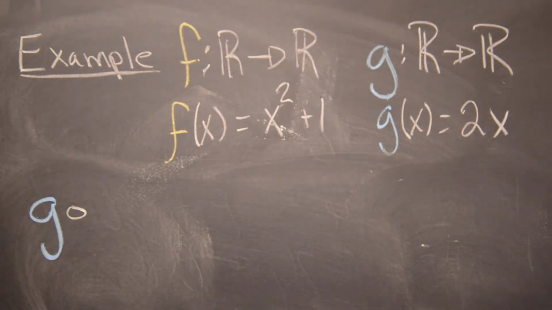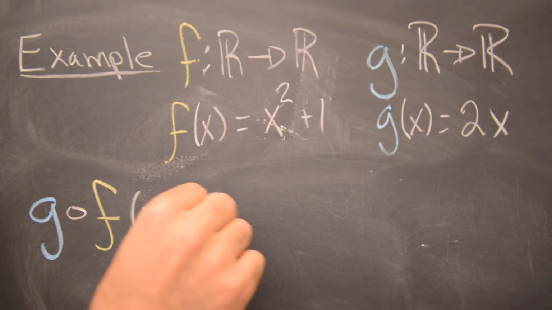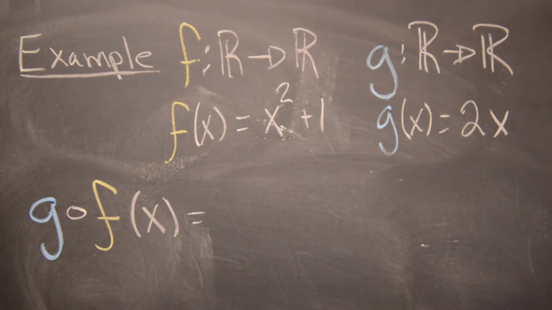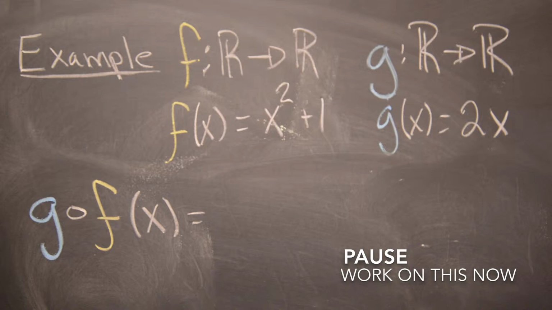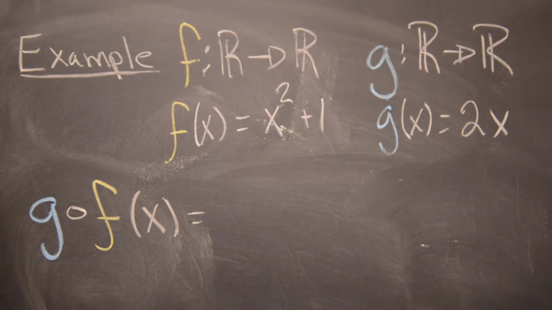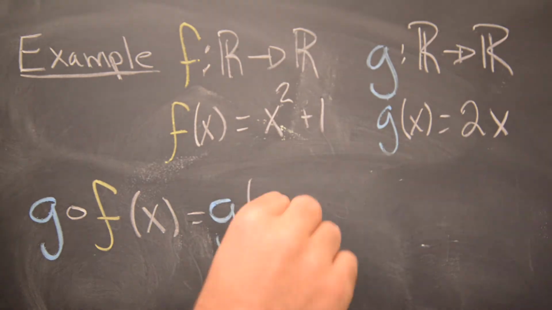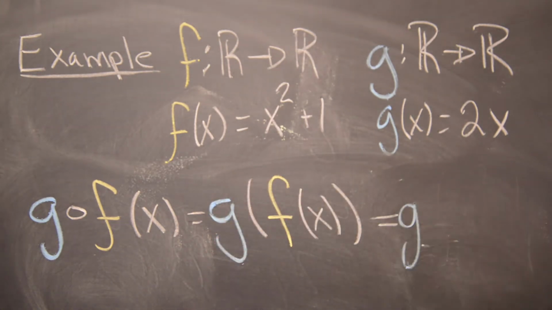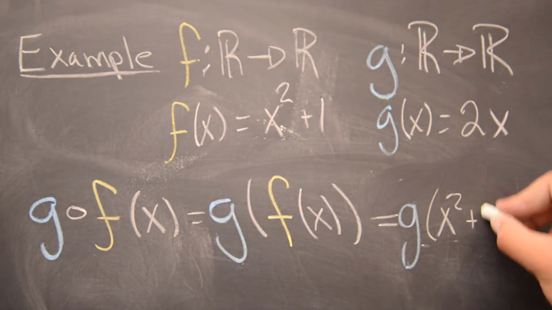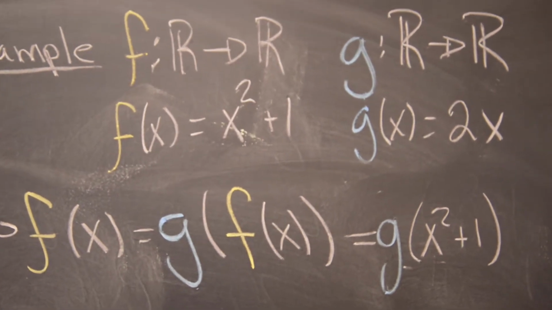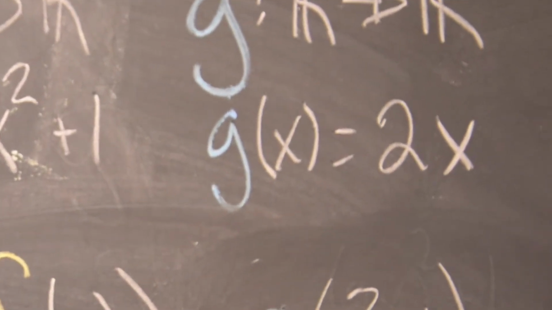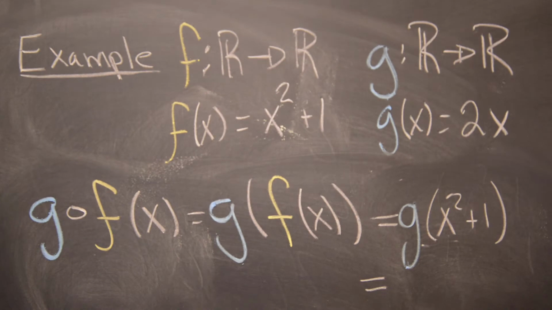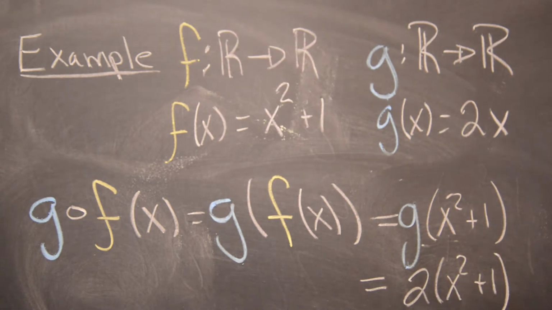Can you calculate the algebraic rule for g composed with f of x? Will this be the same as what we just calculated? To compute g composed with f of x, we want to input f of x into g. So we input x squared plus 1 into g, where g is a function that takes the input and multiplies it by 2. So we end up with 2 times x squared plus 1.